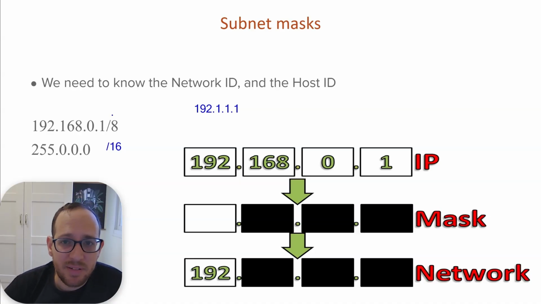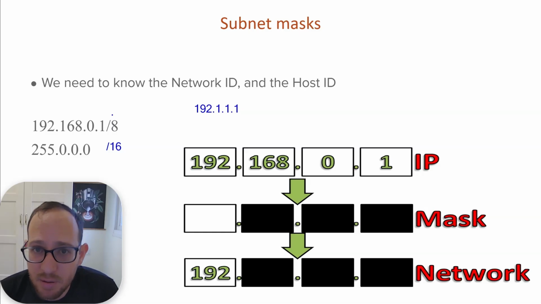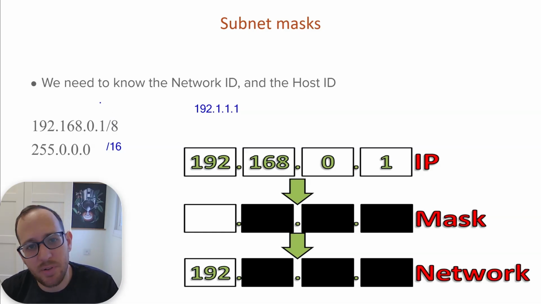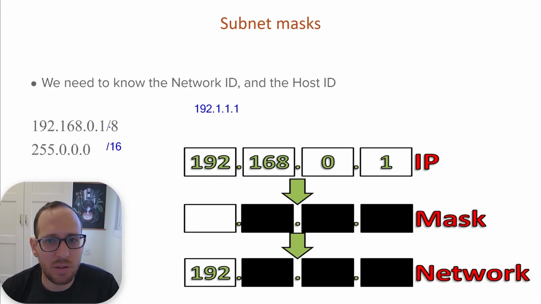Note that the subnet masks don't have to be multiples of 8. You could have a subnet mask of /9, /10, /11, but it's more convenient to have multiples of 8 because it's easier here, as you can see, so we'll exercise other subnet masks later.